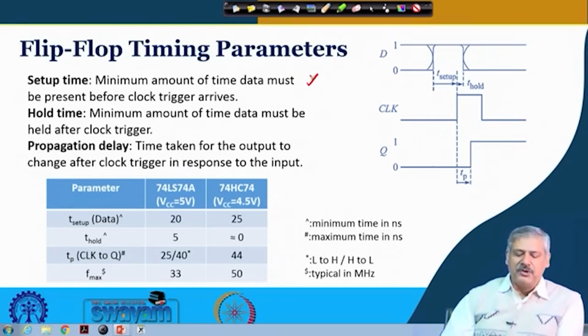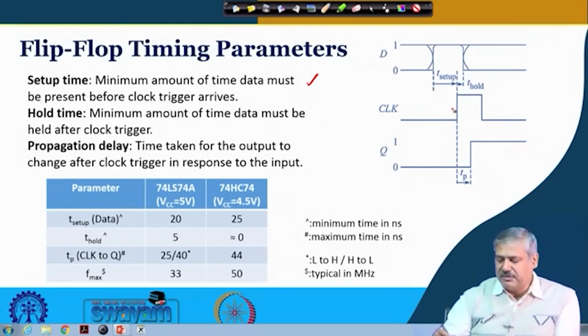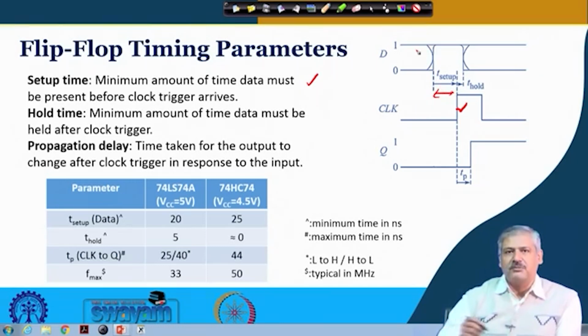So, this is the minimum amount of time data must be present before the clock trigger arrives. Okay. So, the clock trigger comes. If it is, say, a positive edge triggered kind of thing, it has arrived. Whenever it reaches positive, it is susceptible to change. So, before that, some minimum amount of time data must be held at a stable value. This is called setup time. If it does not, then the output cannot be guaranteed; the manufacturer cannot guarantee the output.